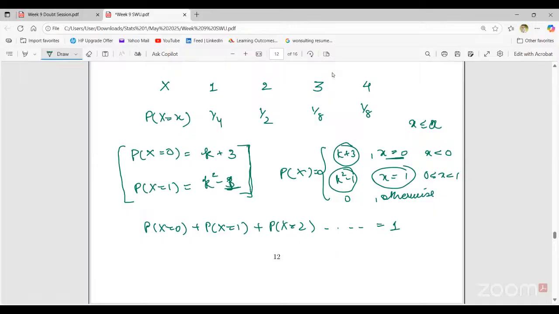If it is written particularly for x equals 0, the value is this. For particular x equals 1, the value is this. So this is a PMF, probability mass function. Now you got the difference? If you need to find out the value of k, you just add it and put it equal to 1.